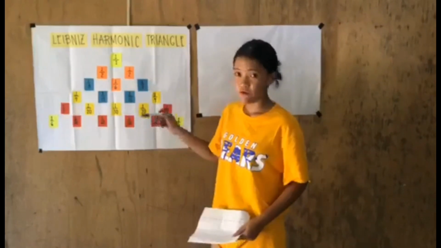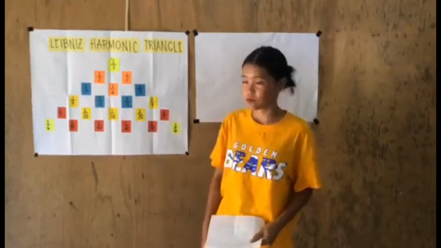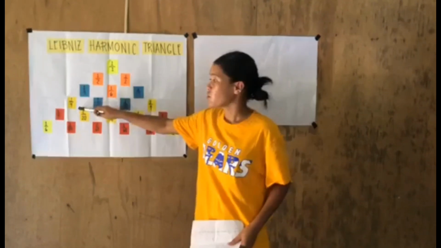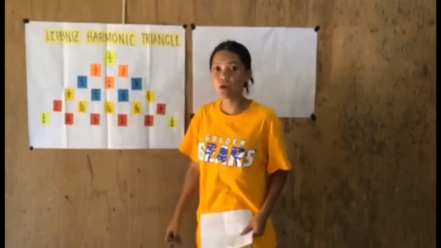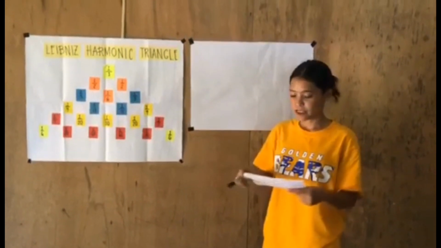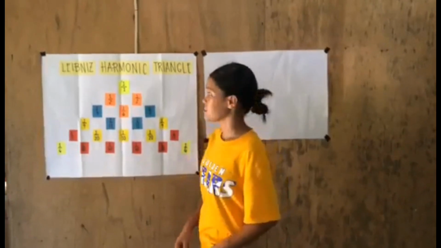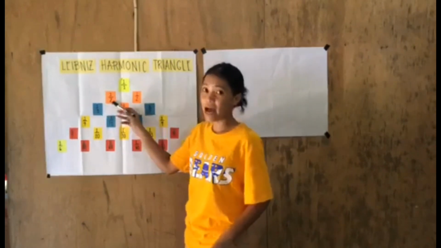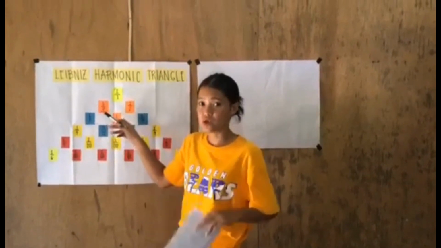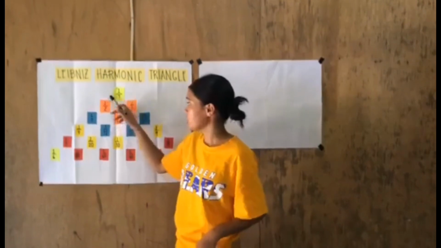But suppose you formed a triangle whose sides were the harmonic sequence, which is 1 over 1, 1/2, 1/3, 1/4, 1/5, and so on, then fill in the remaining entries as the sum of the 2 entries below it. For example, we have the entry 1/2. To get 1/2, we need to add the 2 entries below it. So 1/3 plus 1/6, and that will be 1/2.